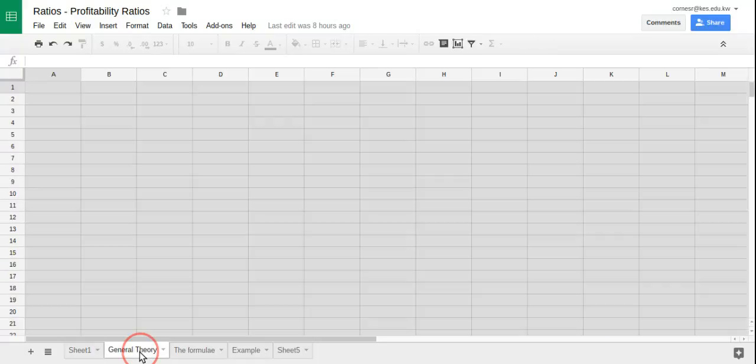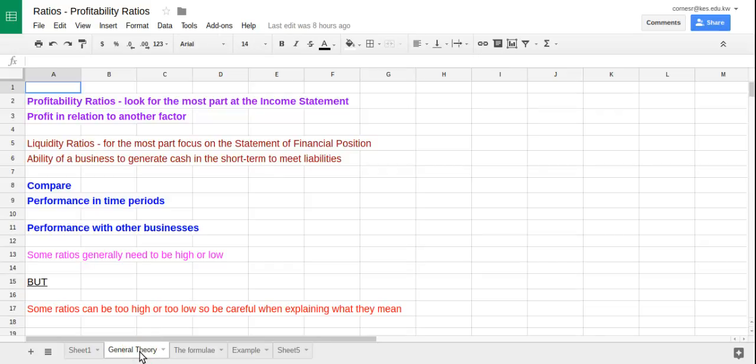The general theory is, first of all, we're going to look at what profitability is versus liquidity. Profitability looks at things mainly in the income statement, not totally, but mainly, and it's how much profit we're making in relation to something else. Liquidity ratios, for the most part, focus on the statement of financial position, but there are things from the income statement, and it looks at the ability of a business to generate cash to meet any short-term liabilities.